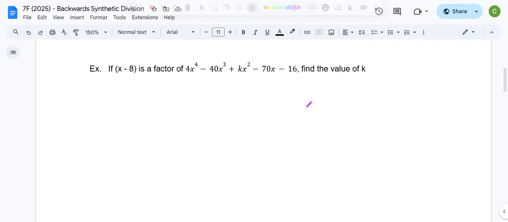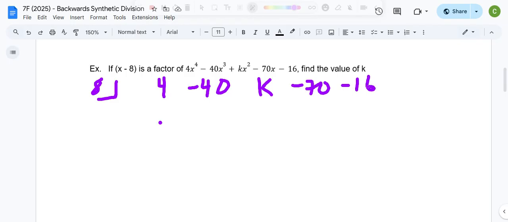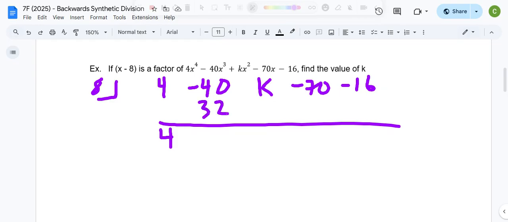So we're going to set up our synthetic division just like usual. Our number in the box is going to be 8. And we're going to have 4, negative 40, k, negative 70, and negative 16. All right. And we're going to work it like usual. Okay, so we'll do 4, bring it down. We'll multiply 4 times 8, which is 32. We'll add negative 40 plus 32, which is negative 8. And we'll multiply 8 times negative 8, which is negative 64.